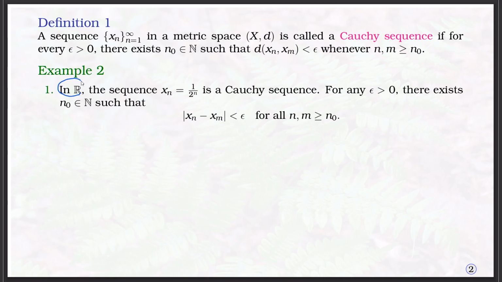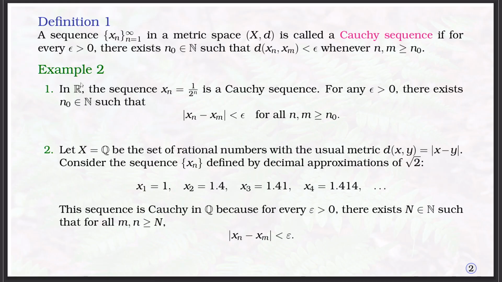Let me give some examples of a Cauchy sequence. Take the metric space R with the Euclidean metric. The sequence xn defined by 1 upon 2 power n is a Cauchy sequence. Here for every epsilon greater than 0, there exists an n naught such that the distance between xn and xm is less than epsilon for all n and m greater than or equal to n naught. So, this sequence is an example of a Cauchy sequence in the real numbers.